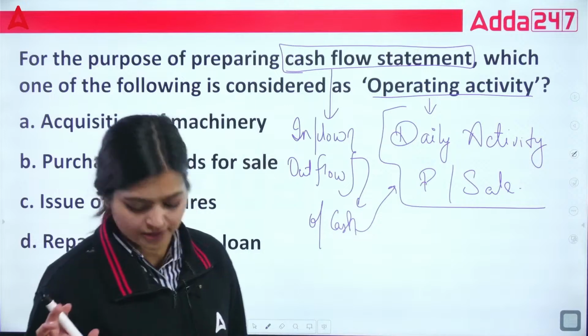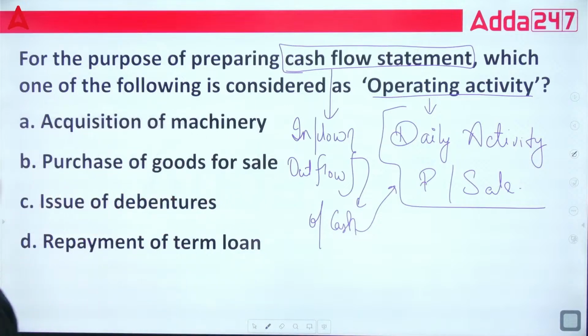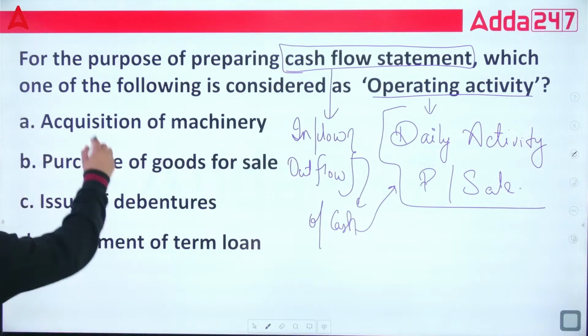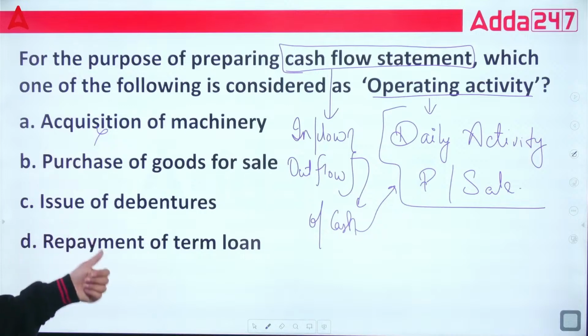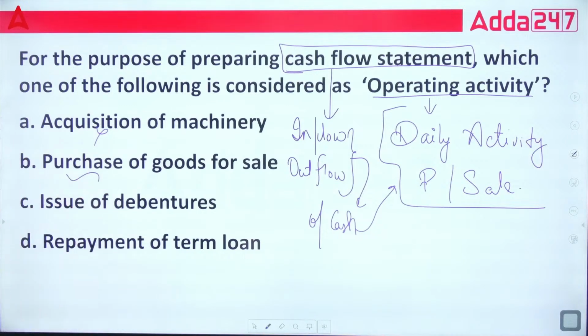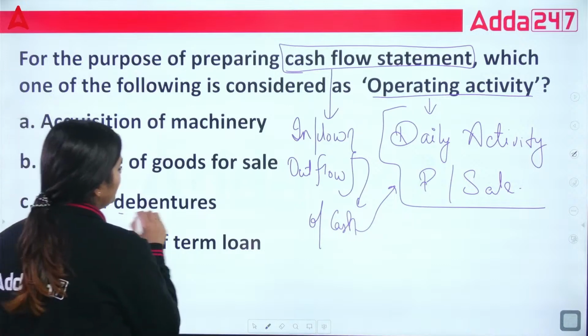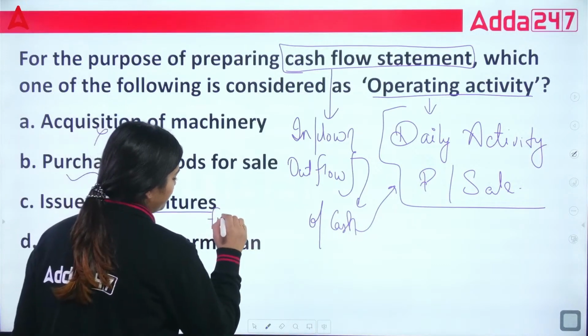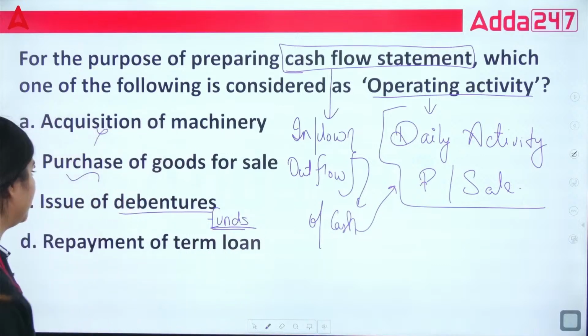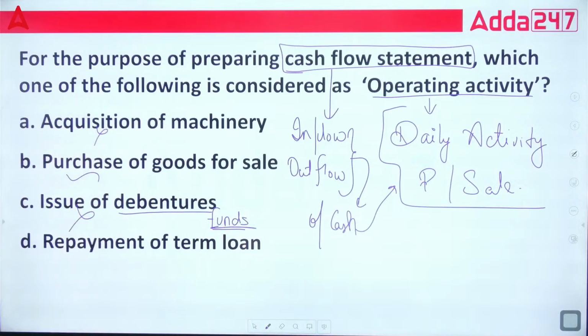So in this, if we see the options, A, acquisition of machinery. So are we going to purchase machinery daily? No. So this is not your option. Purchase of goods for sale? Yes. So we can say this is the right option, correct? But let's see the C option. Issue of debentures. Is this your main business? No. We are issuing debentures for the funds. Remember this point. So again, this is not your operating activity.